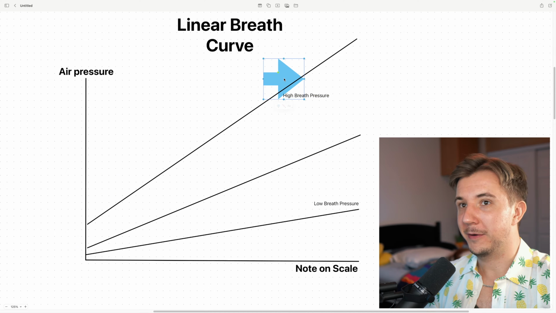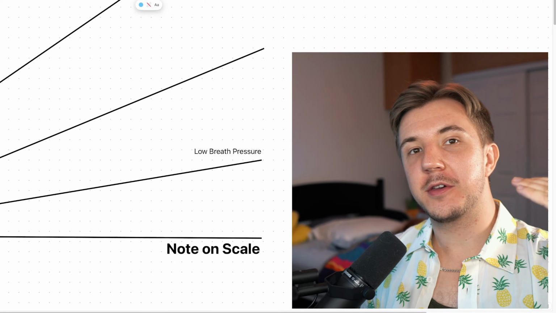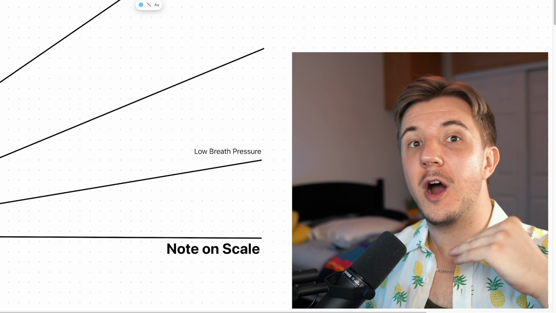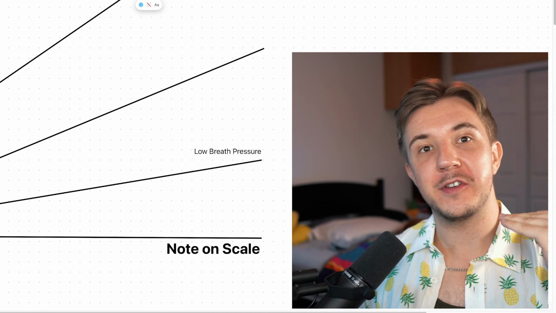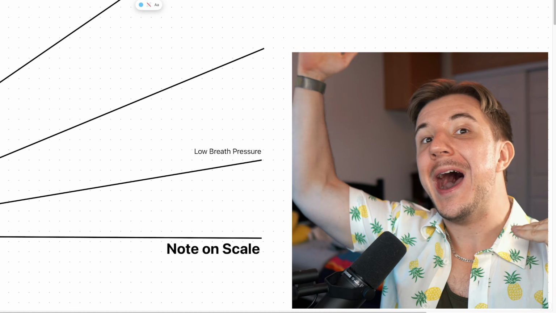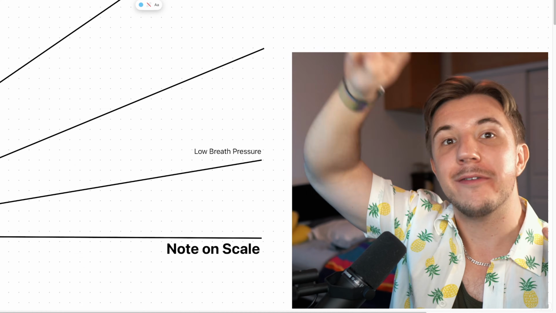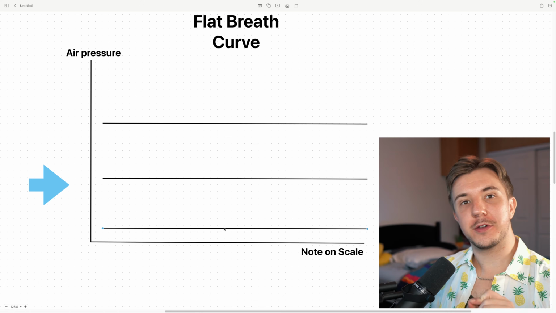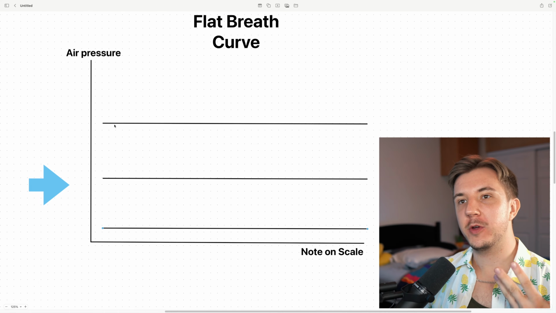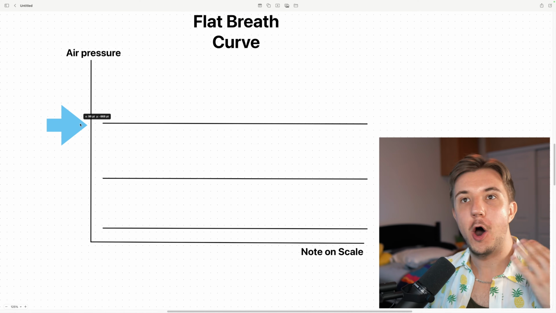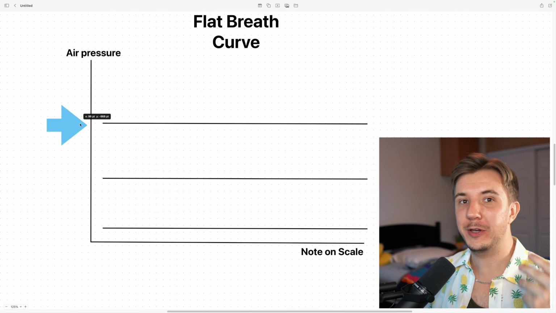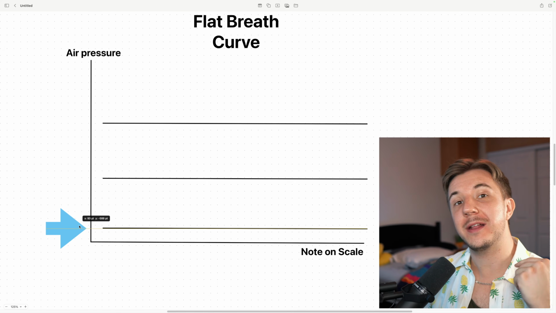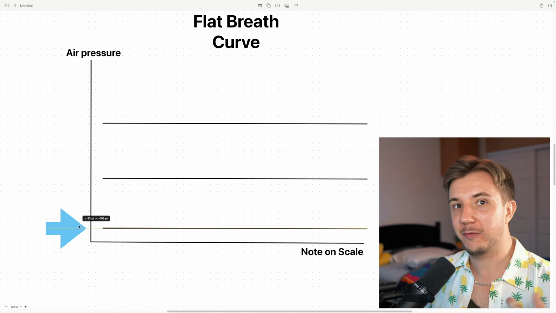Basically, the things to consider with a breath curve and the amount of breath pressure are how much air do you need for the lowest note, how much air do you need for the highest note, and what's the average air difference in between per note. For a flat breath curved ocarina, a high breath pressure would just be a high line, all high air pressure for every note, whereas low breath pressure would be a low line, low breath pressure for every single note.